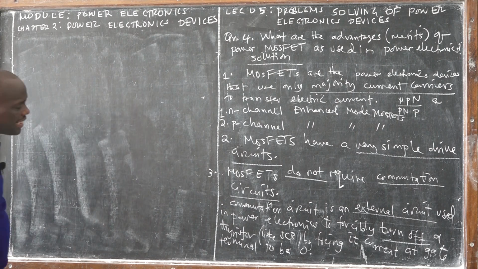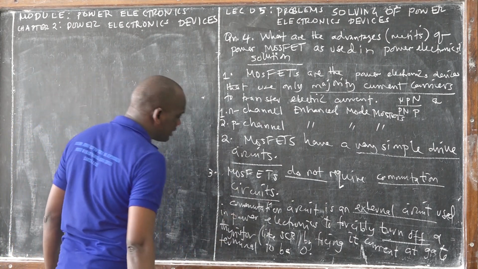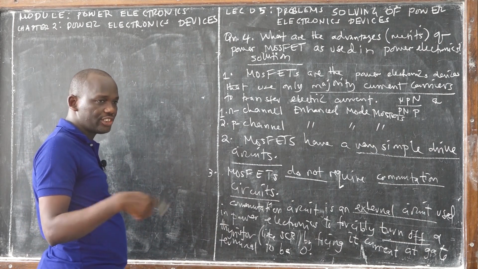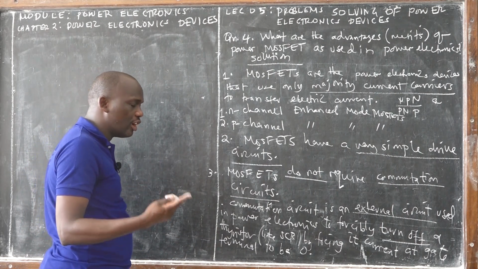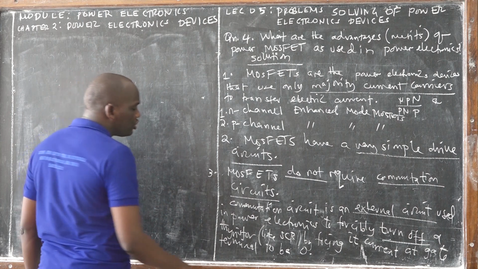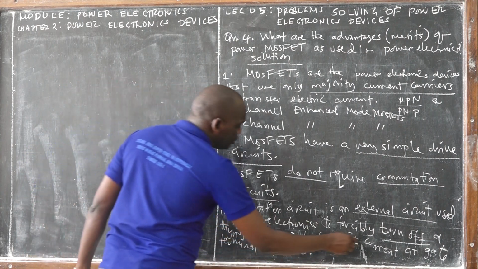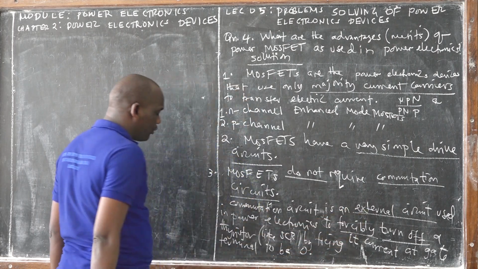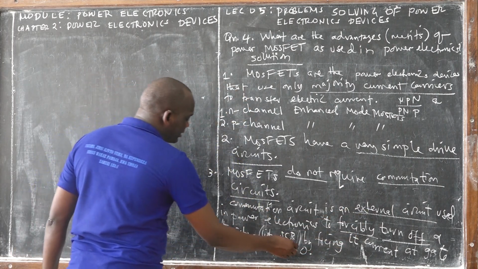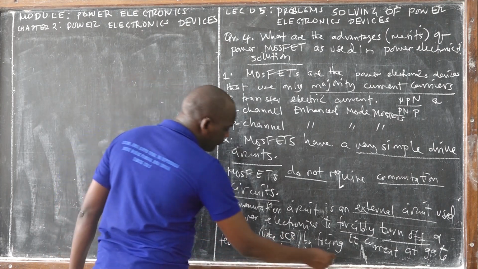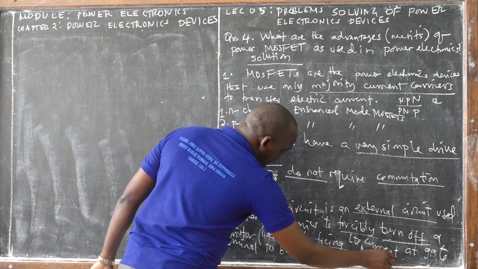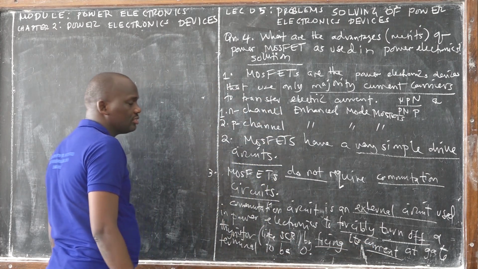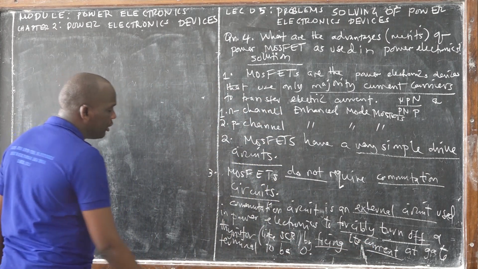So commutation circuit is operating. This is an external circuit. It means it's an additional circuit used where? In power electronics. To do what? To force, to turn off. Turn off what? A thyristor, like a silicon controlled rectifier, by forcing its current at gate terminal to be what?